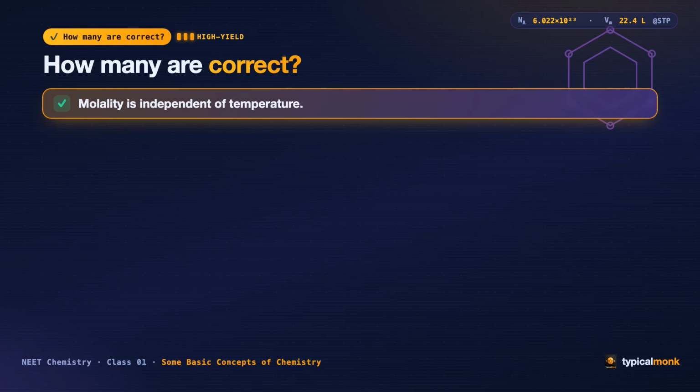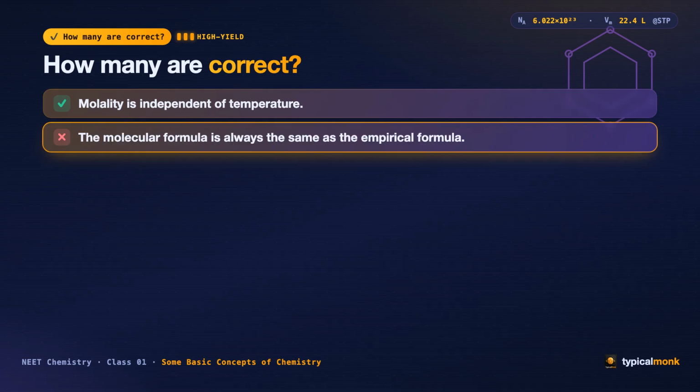Here's a favorite new NEET format. I will read some statements. You silently count how many are correct. Statement 1. Molality is independent of temperature. Hold your verdict. Statement 2. The molecular formula is always the same as the empirical formula. Think of glucose before you answer.